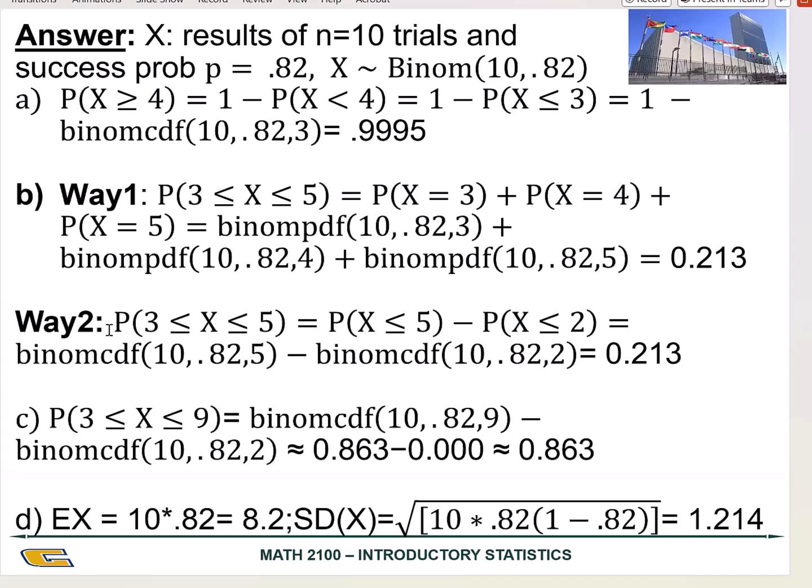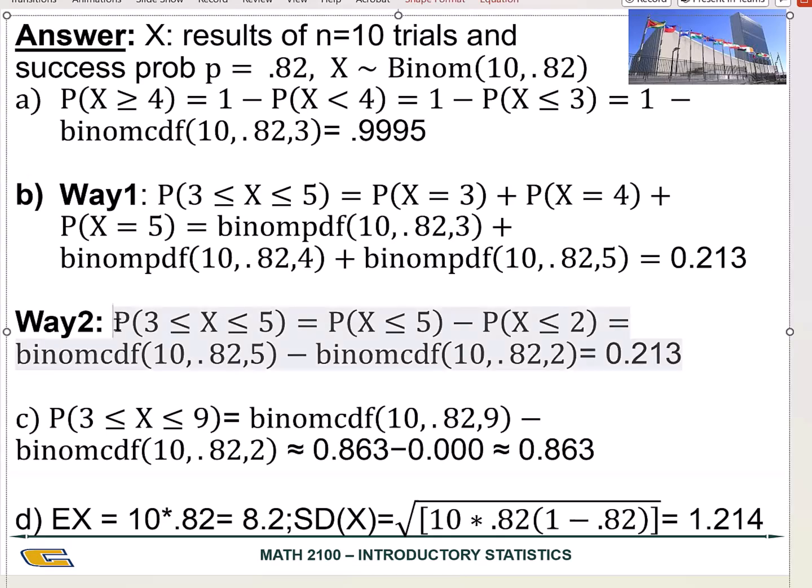But there is another way you can play around, and often it's more efficient. You use this strategy: the probability x less than or equal to 5 and greater than or equal to 3 equals the probability x less than or equal to 5 minus the probability x less than or equal to 2. Think about it: for x less than or equal to 5, you just use binomial CDF at 5 and subtract binomial CDF at 2, and you get the same result.